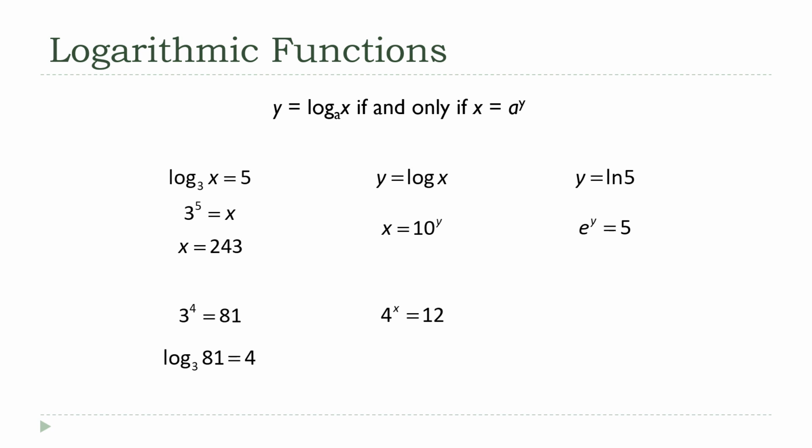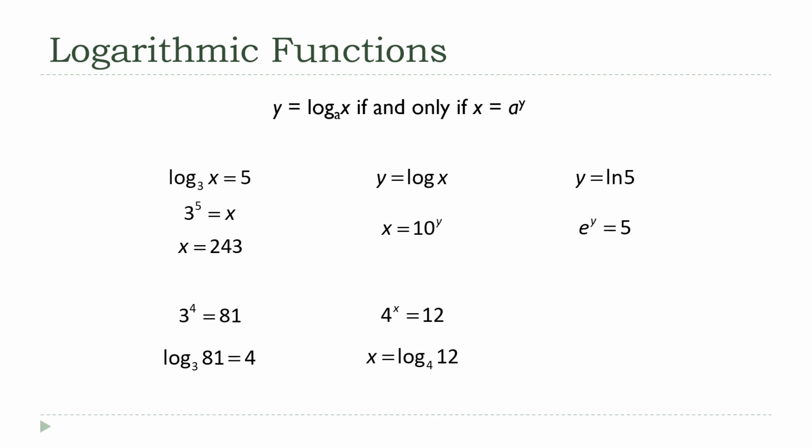Okay, so how about this one? 4 to the x equals 12. Well, the base of my logarithm is going to be 4. The 12 goes into the logarithm. The x goes over to the other side. And I went ahead and switched it, because we always want to have the variable part on the left and the number part on the right. So x is equal to the log base 4 of 12.